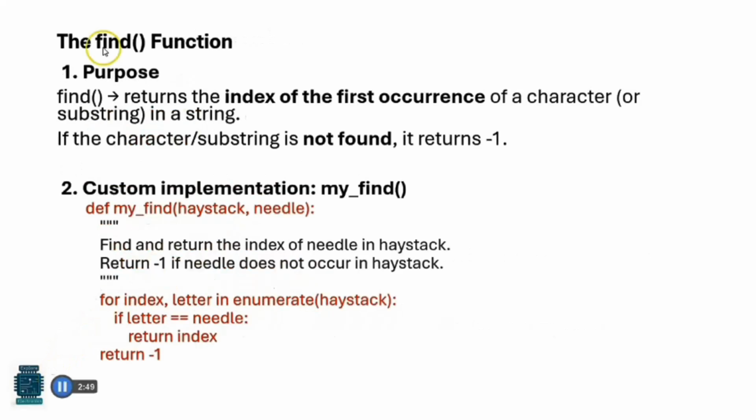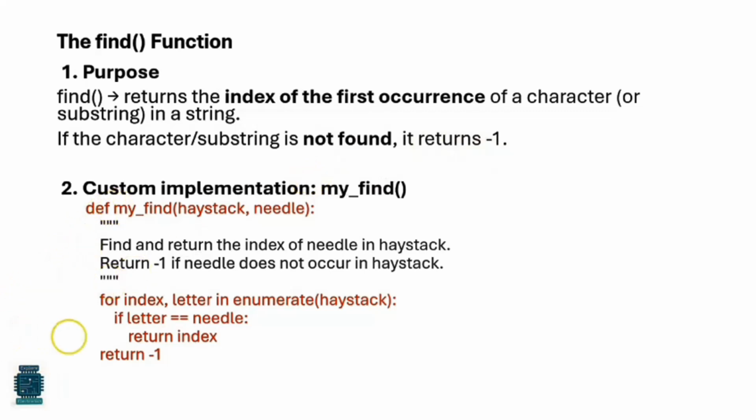Got it? And the next topic is the find function. The purpose of the find function is that it returns the index of the first occurrence of a character or substring in a string. Which means if I take letter is equal to banana, find A, it will check the first occurrence, that is B, A, and it will give 1. And if the character or substring is not found, it will return -1. That's it.